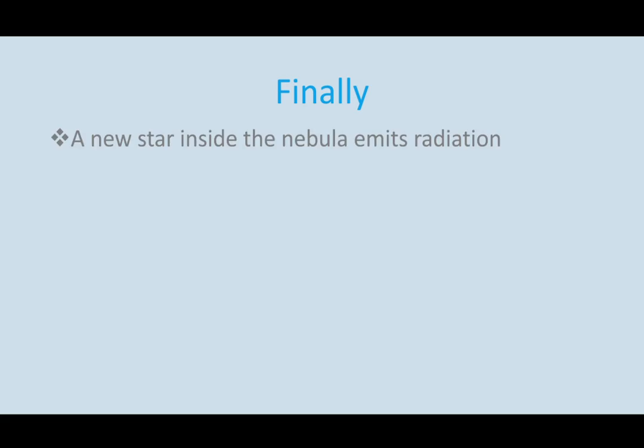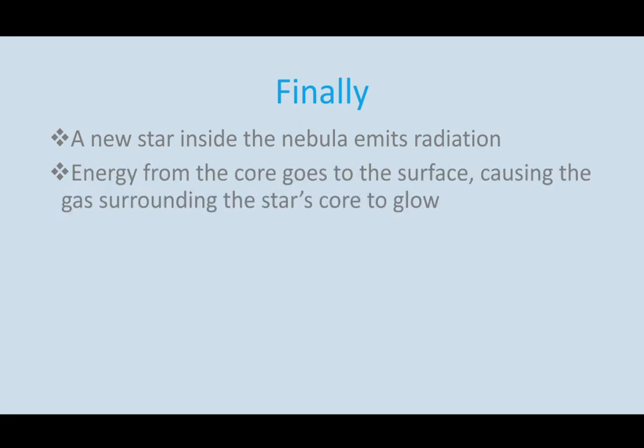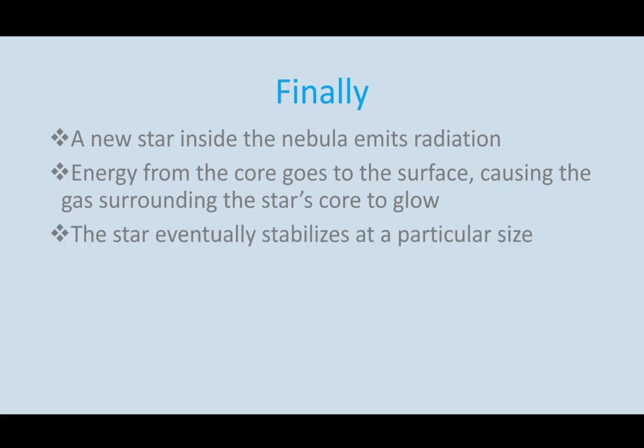And then finally, a new star inside the nebula starts to emit radiation or energy. Energy from the core goes to the surface, causing the gas surrounding the star's core to glow. We can see that glow from the sun. We see it glowing, it's bright during the day. We can also see the stars glowing at night, even though they're far away.